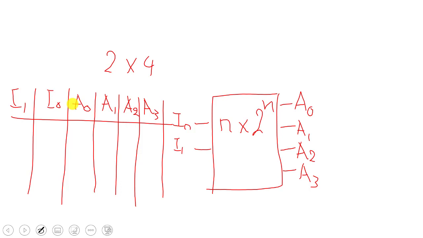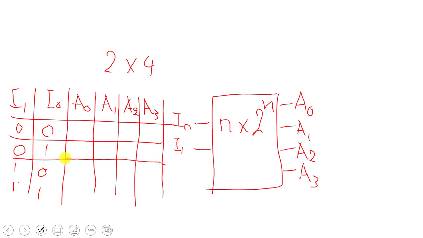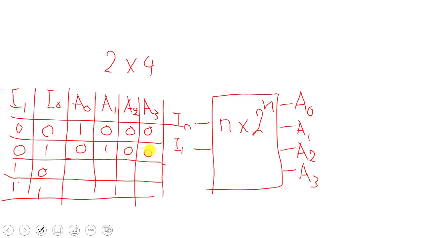Okay, so we have the inputs 0, 0, 1, 0, 1, 0, 1, 1. Again, I should do it like this from the right to left. Okay, so 0, 0 will give us 1, 0, 0, 0. 0, 1 will give us 0, 1, 0, 0. 1, 0 will give us 0, 0, 1, 0. 1, 1 will give us 0, 0, 0, 1.